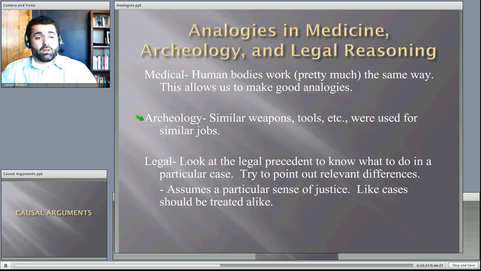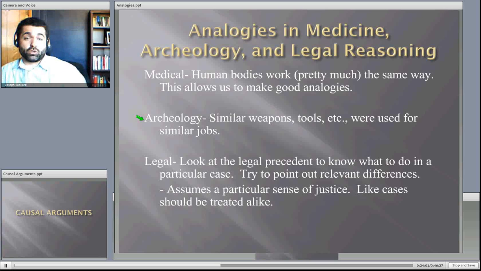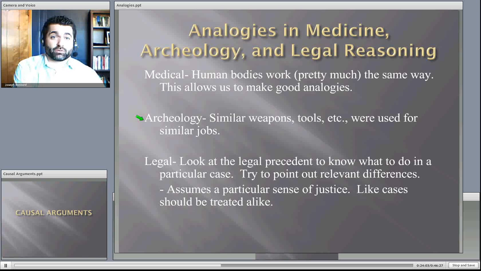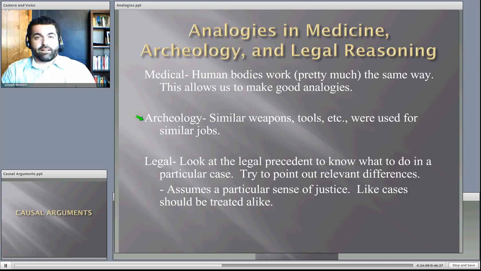We say, well, these similar kinds of tools were used like this over in Indonesia, so my guess is they're using these tools for this reason. And we create analogies from one culture to the next, from one time period to the next. These analogies are not foolproof, obviously, but it's a way of trying to derive conclusions by probability.